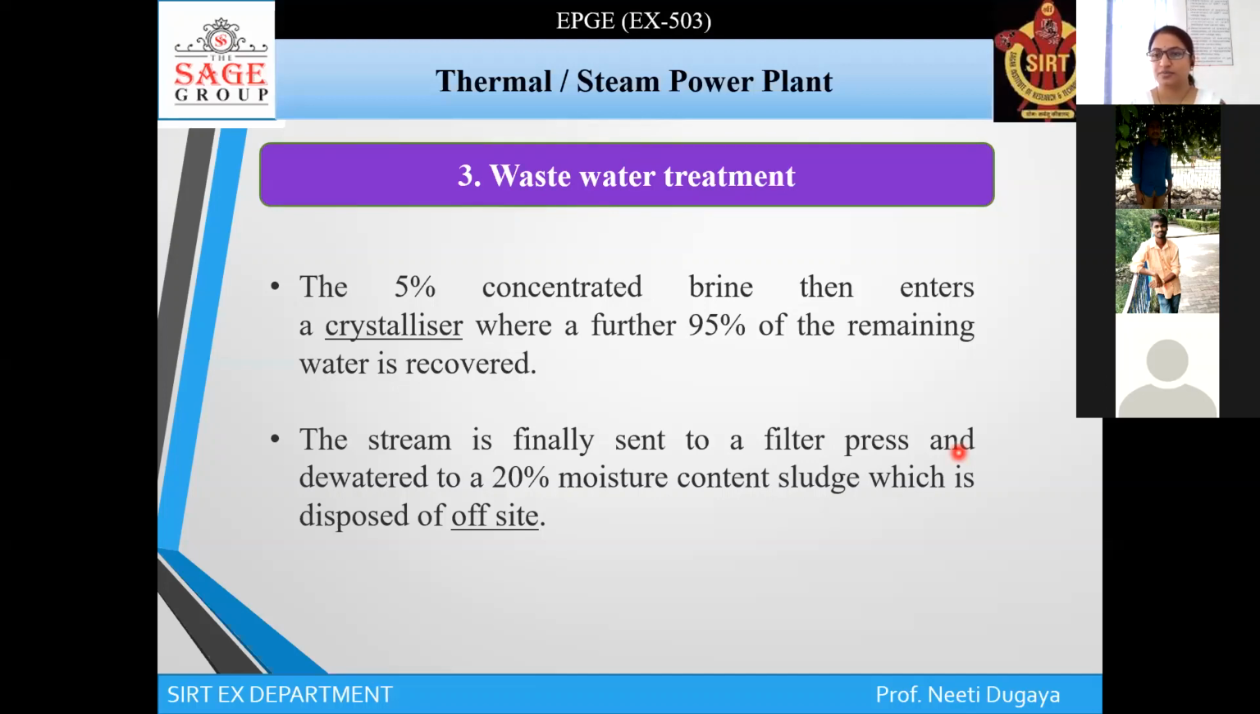For steam power generation, we have seen the wastewater treatment block diagram, and we have seen the functioning of every block one by one. This is what we have discussed today. Thank you. If you have any doubts, you can ask.